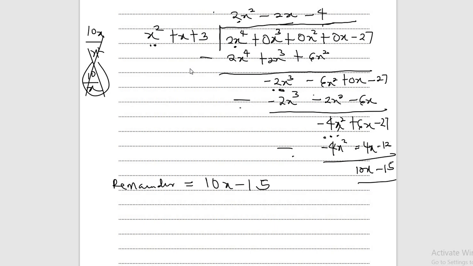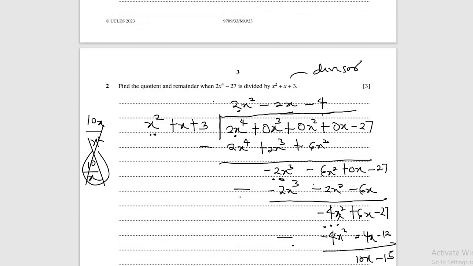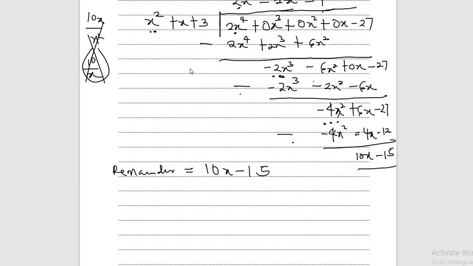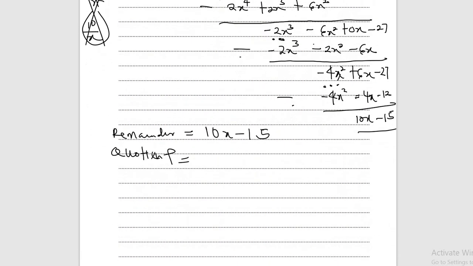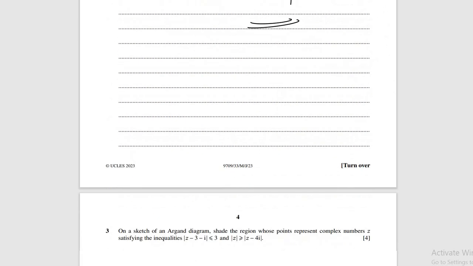We also asked to find the quotient. Check the question. You have to find quotient and remember quotient is what is on top. Quotient is this. This is the quotient. So 2x squared minus 2x minus 4. That's the quotient. That's it. Next question. Complex number.